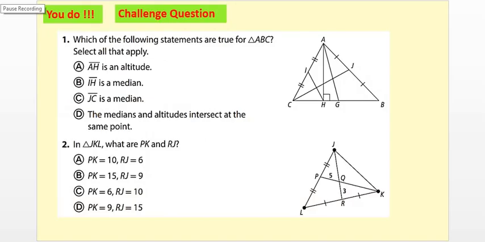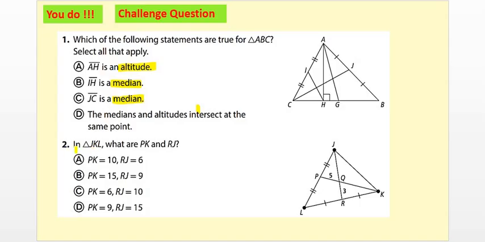Now here we have some challenge questions. The first one says, which of the following statements are true for the triangle ABC. So you can see from the options, they are talking about the altitudes, they are talking about the medians, and here they again are talking about the medians, and then medians and altitudes. So your concept has to be very clear. By looking at the diagram, you should decide, is it a median, is it an altitude, is it a perpendicular bisector, or is it the angle bisector, right?